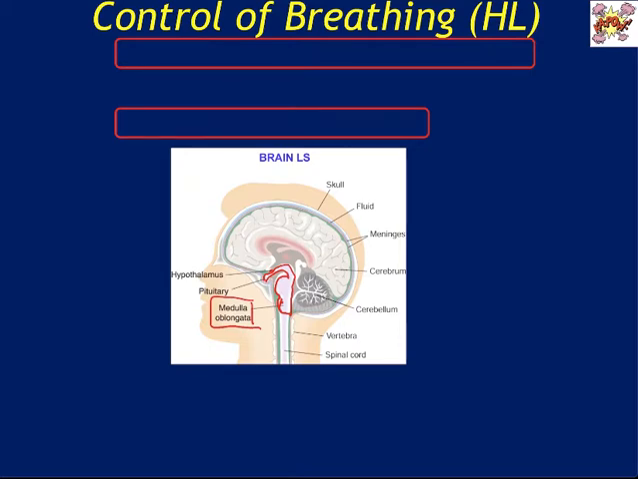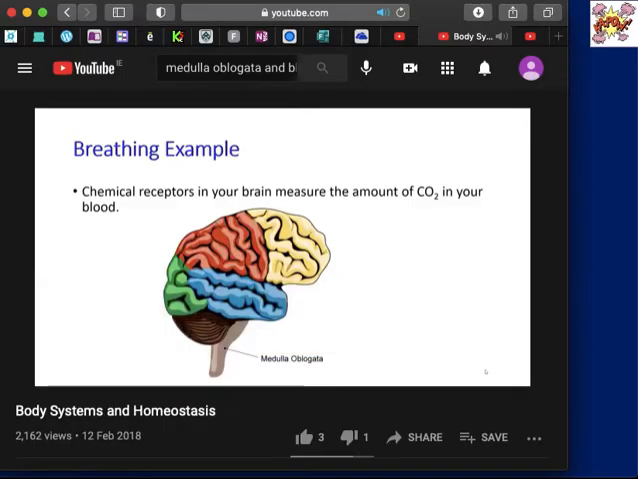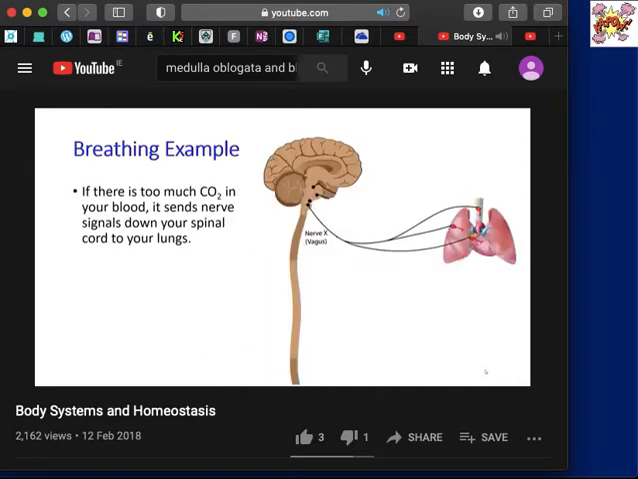So if you're underwater and having to hold your breath, here's what's going to happen. Breathing is extremely complex. We actually have chemical receptors in our brain, in the medulla oblongata, that measure the amount of carbon dioxide or the acidity of our blood. If there's too much carbon dioxide in our blood, it sends a signal down to your spinal cord and down to your lungs.